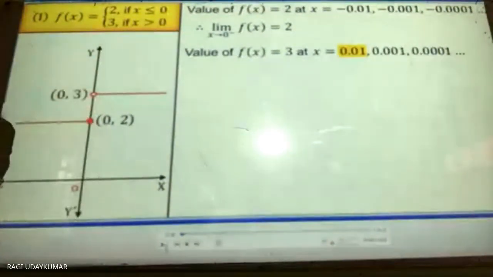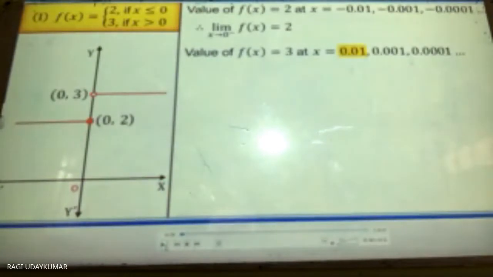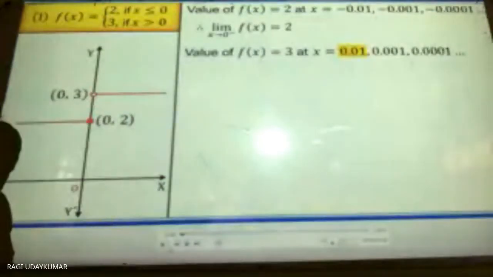And in the same way, take the value of f of x, which is equal to 3 if x is greater than 0. Whenever you observe, this function is actually a split function at 0. So at 0, whenever you are finding the limit, the left hand limit and right hand limit should be taken into consideration.